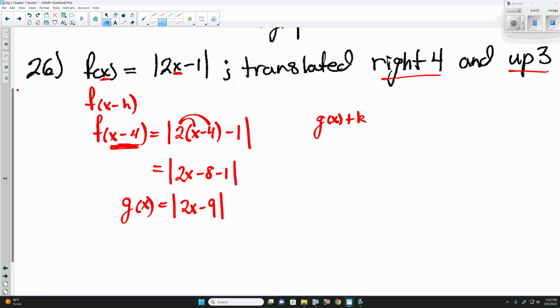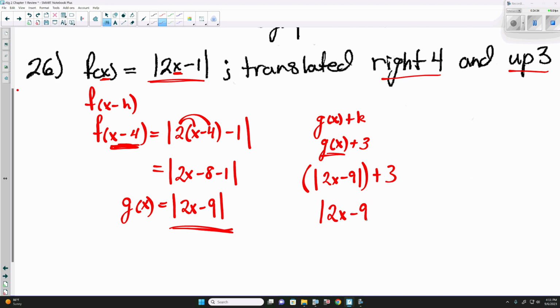So for our up and down, we add k. And we're applying it to g of x because that's the new function we have. We're applying it to g of x, not f of x. And our value of k is 3, and it would be positive. So we have plus 3. Now g of x, we will replace with its function, which is going to be the absolute value of 2x minus 9 plus 3. We can drop the parentheses because we're not multiplying it by anything. And this is our function. Now, if we really want to name it, we can name it h of x. And we get this here.